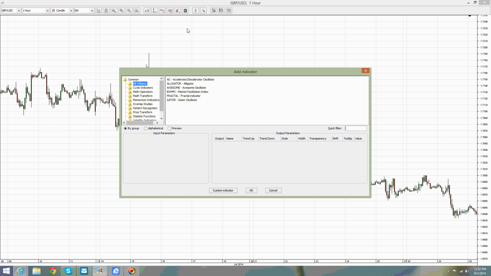Under the Add Indicators tab, if you go on the momentum indicators, then here scrolling down, we should go all the way down to the letter S, and we have the stochastic here.